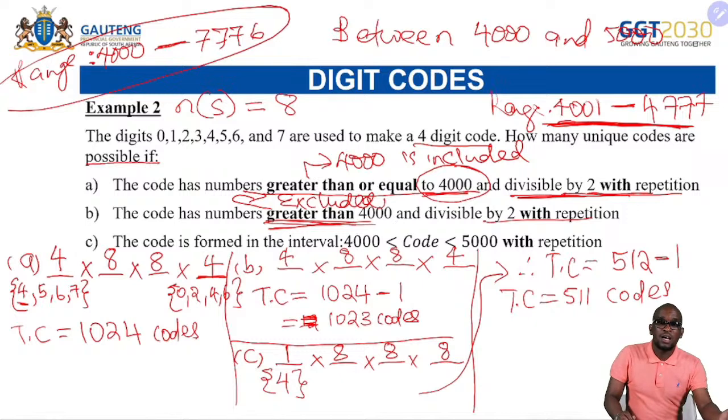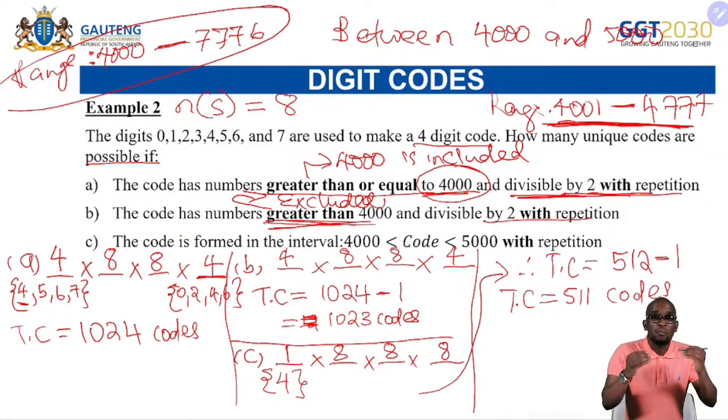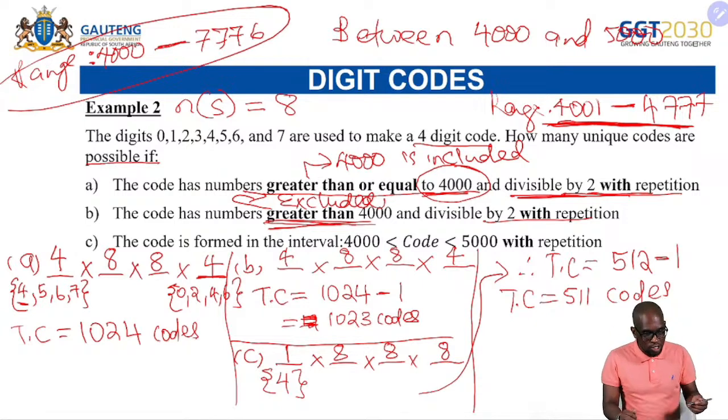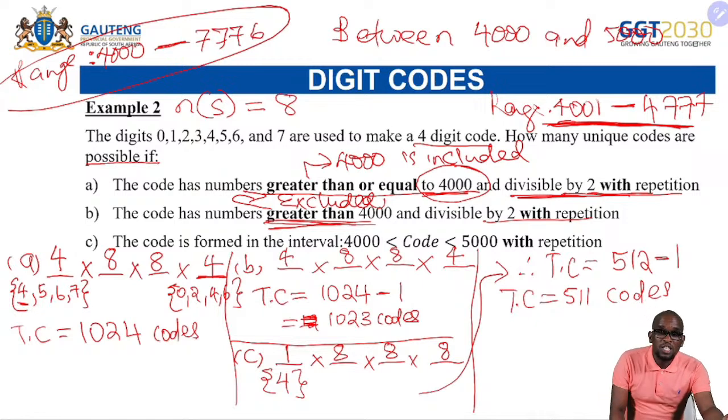511 codes. That's basically how you work with this question, which is pitched at a slightly higher cognitive level. You have to look at the condition and work with your answers based on the given condition. Right. Now, let's move on to the next one.